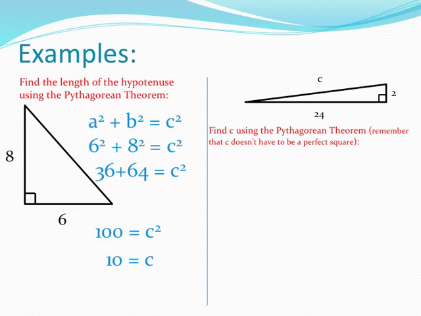Please pause this presentation while you do the practice problem on the right, a triangle that has one leg with 2 units long and another leg of 24 units long. Find out how long c, the hypotenuse, is. And remember that c does not need to be a perfect square.